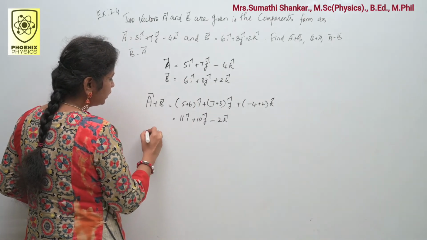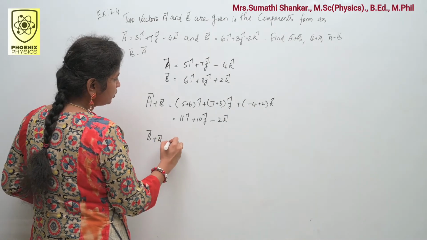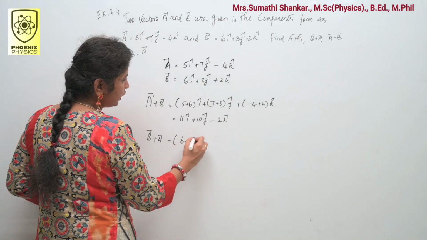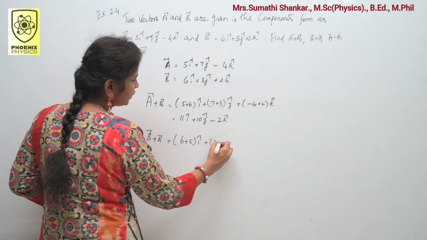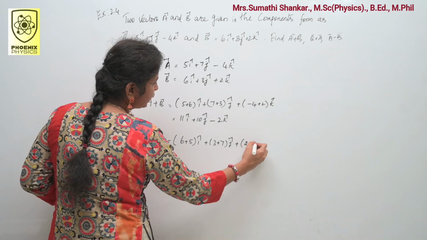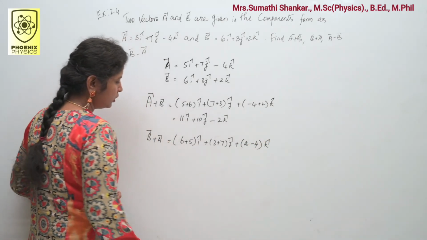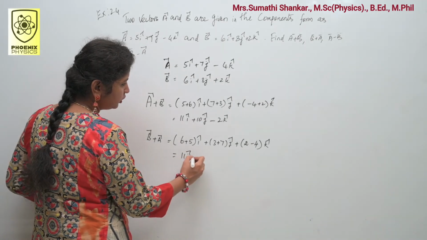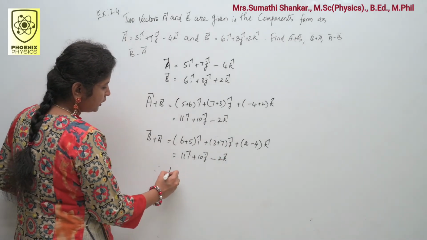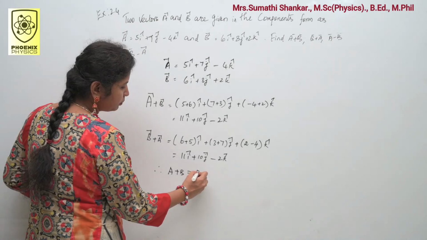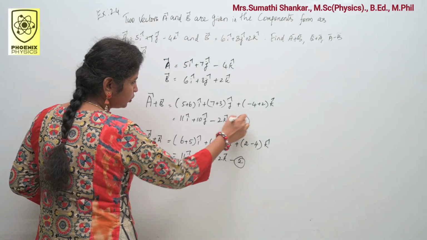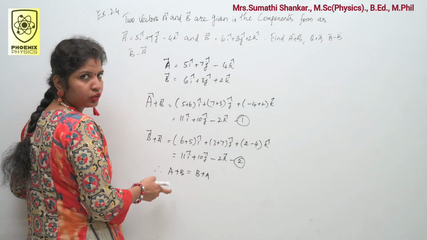Next we are going to find out B plus A. What is our B vector? 6i vector. So how do you write? 6 plus 5 i vector, 3 plus 7 j vector, plus 2 minus 4 k vector. So your answer is 11 i vector plus 10 j vector minus 2 k vector. So A plus B is equal to B plus A. This is equation 2, this is equation 1. So equation 1 and 2 are the same.